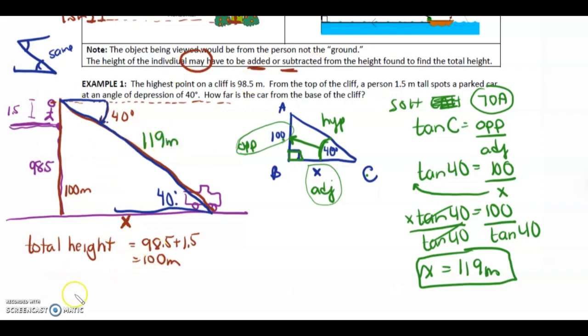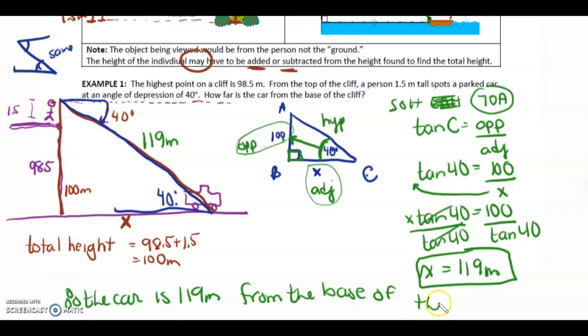So because this is a word problem, I'm going to say, therefore, the car is 119 meters from the base of the cliff.